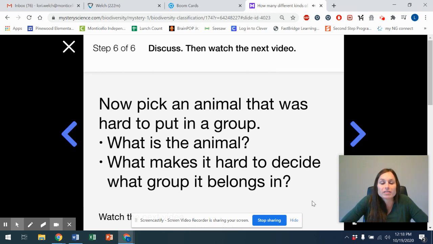Now, pick an animal that was hard to put in a group. What is the animal? What makes it hard to decide what group it belongs in? Let's see.